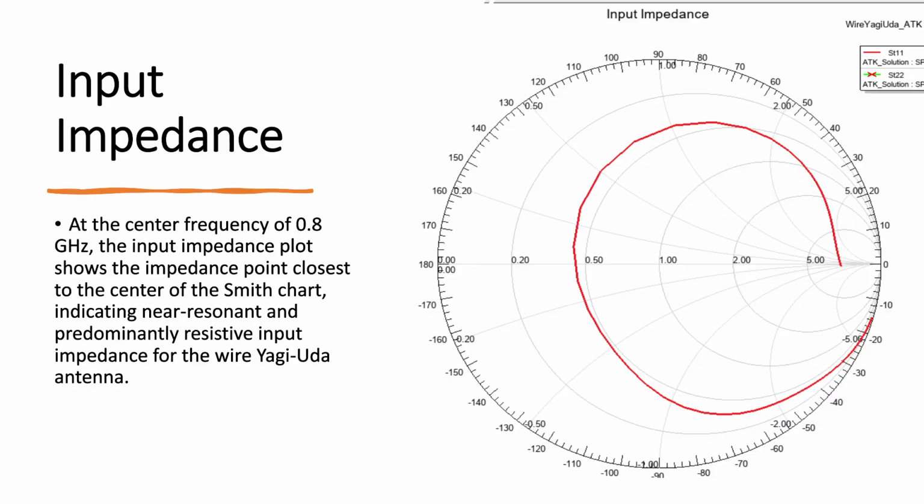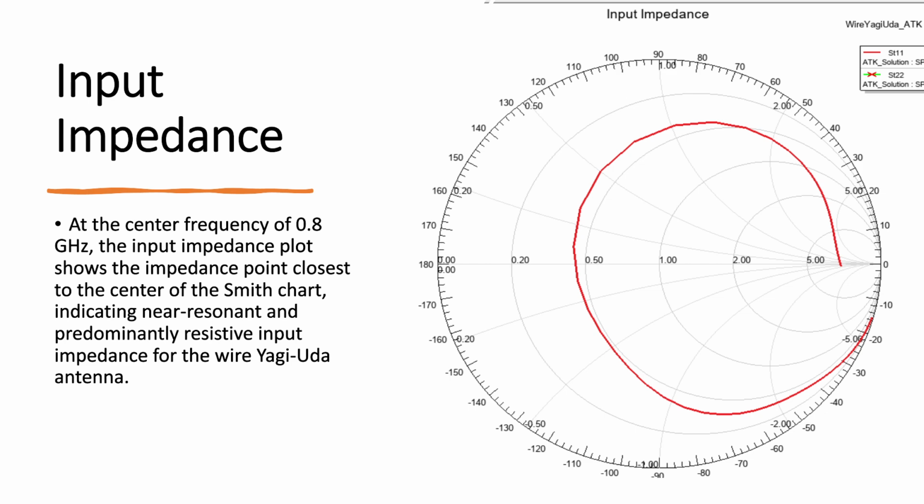Next slide. Input impedance. It is a Smith chart. This Smith chart shows the input impedance variation. At 0.8 GHz, the impedance point is close to the center of the Smith chart, which indicates the impedance is mostly resistive. Reactive components are minimal. The antenna is near resonance and well matched.